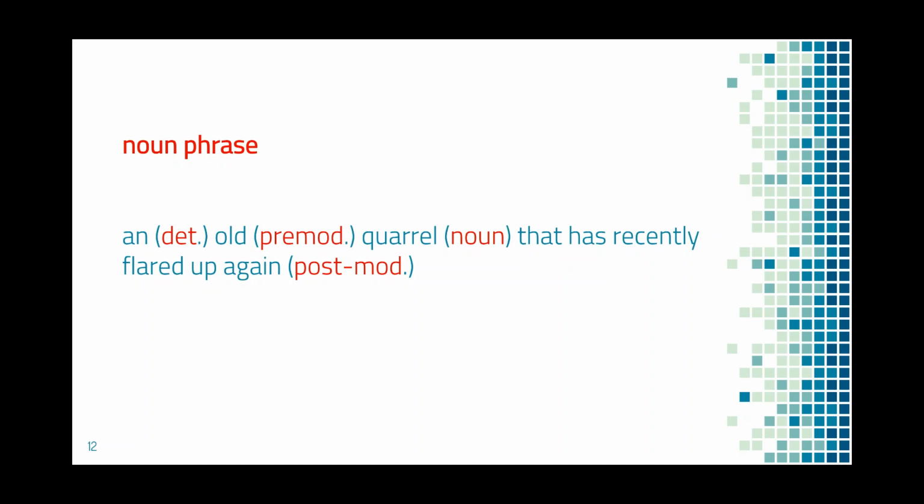An old quarrel that has recently flared up again. Now, "an" is a determiner, "old" a pre-modifier, "quarrel" a noun. All of this, "an old quarrel," is a noun phrase. Why is it a noun phrase? Because quarrel is the main word, and it's a noun. Therefore, this is a noun phrase. However, there are other constituents in this phrase, such as the determiner and the pre-modifier. So keep that in mind.